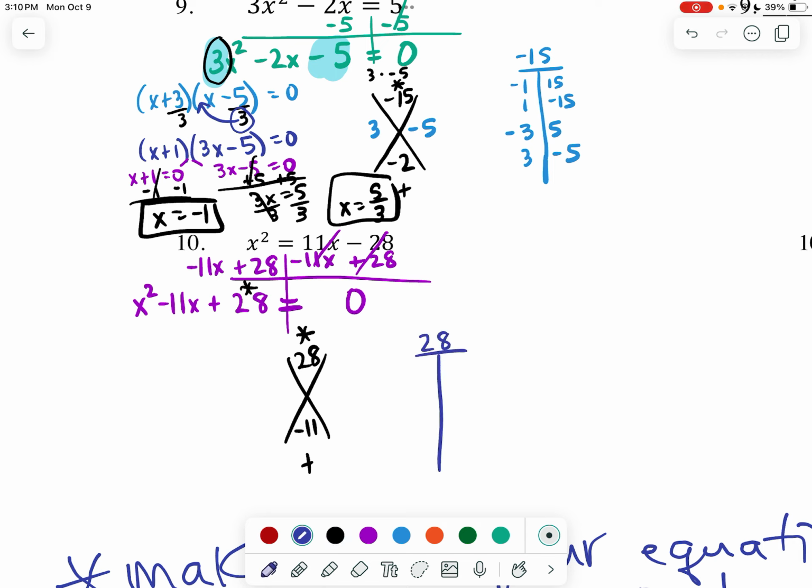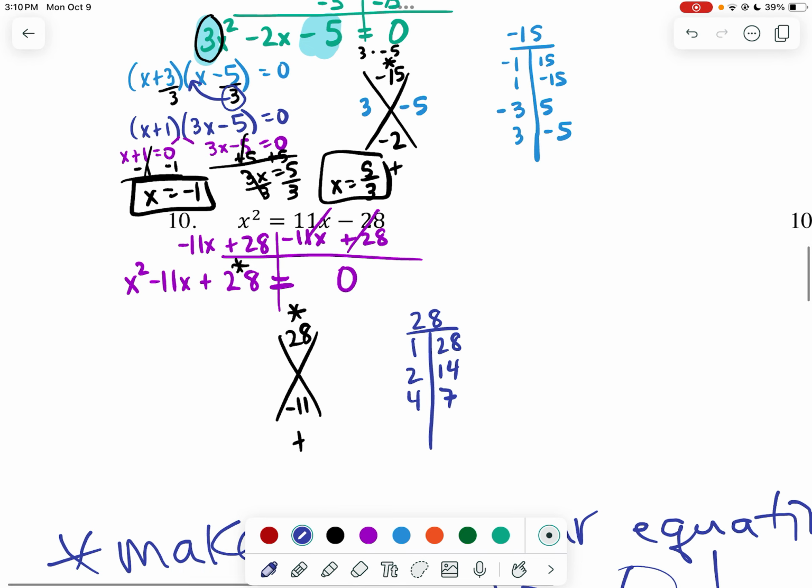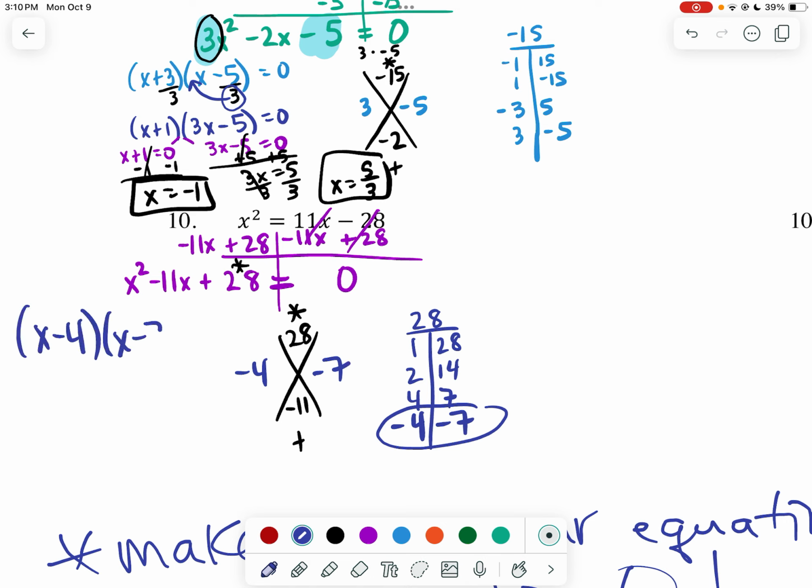So things that multiply to 28, I could do 1 and 28. I could do 2 and 14. I could do 4 and 7. And I think that's really it. Now 4 and 7 adds to positive 11, but I want negative 11. So remember, to multiply to a positive, you could also do 2 negatives. So this one's x minus 4 and x minus 7.